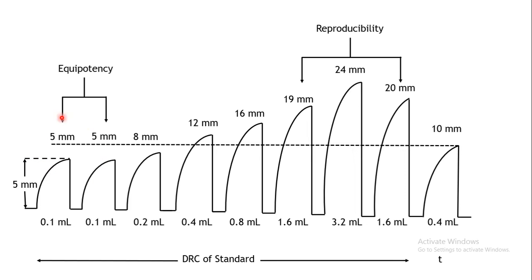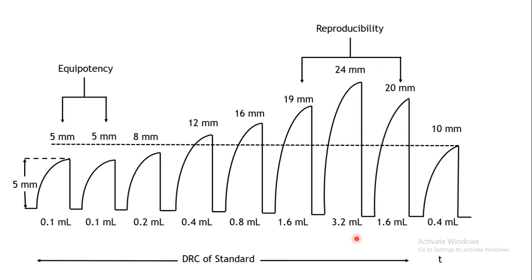So this is to do with the equipotency. We have got two responses with the same heights. Next dose is added, which has given 8 mm height. So 0.4 is the next dose with 12 mm height. Then comes 0.8 ml with 16 mm height, 1.6 ml dose with 19 mm height, and 3.2 ml dose with the 24 mm height.